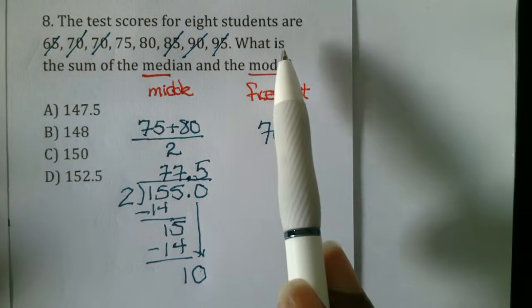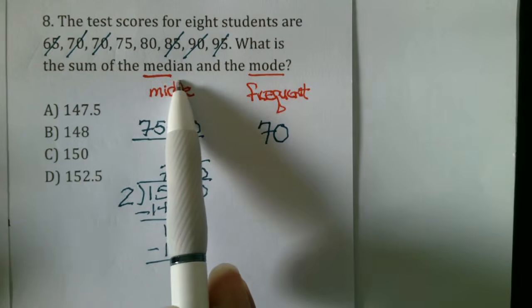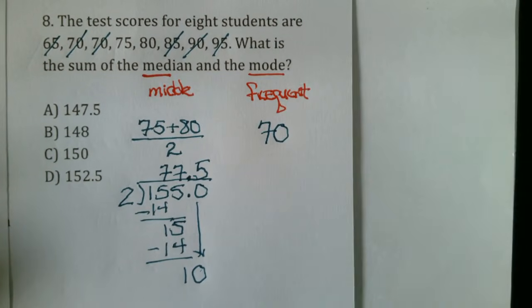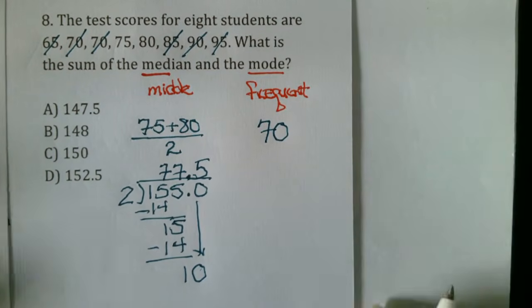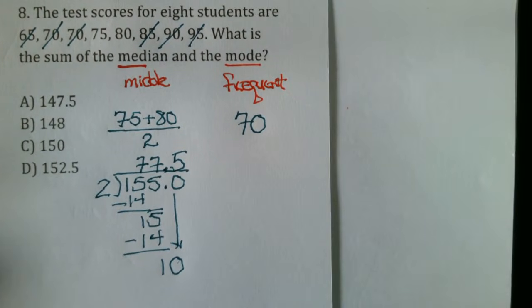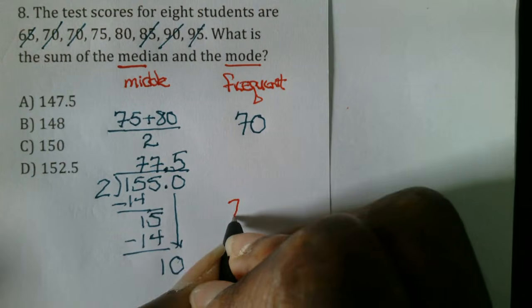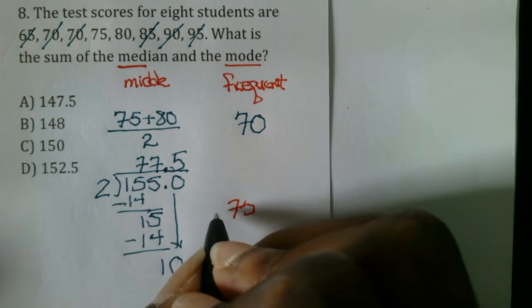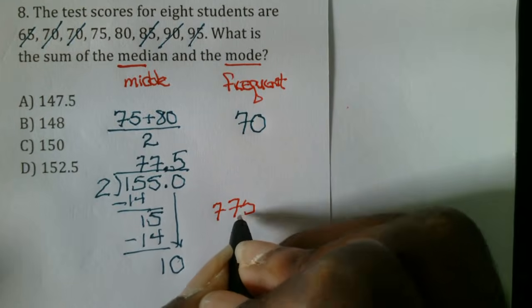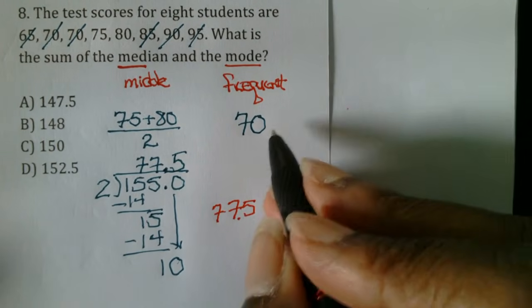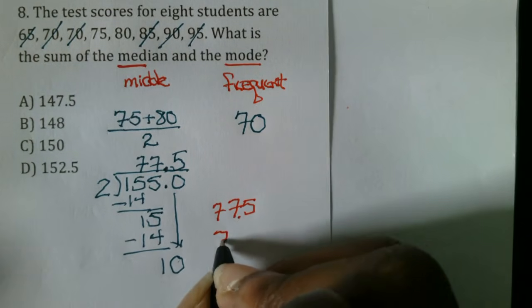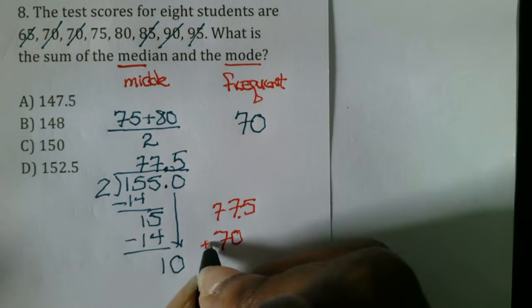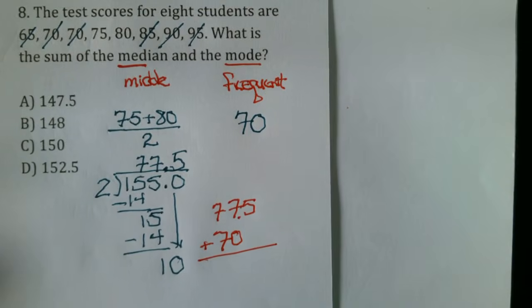We need to take a look. It says, what is the sum of the median and the mode? Well, we found the median. We know that the median is going to be 77.5. And then our mode was 70. And all we're doing is adding those two numbers up.